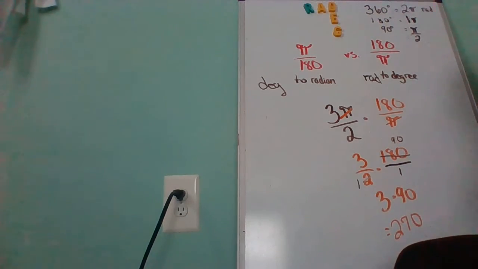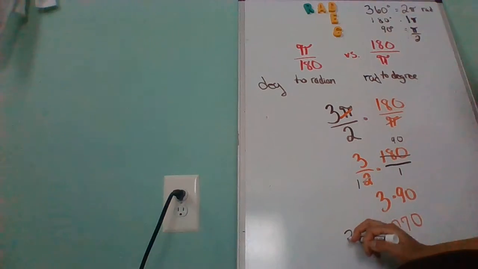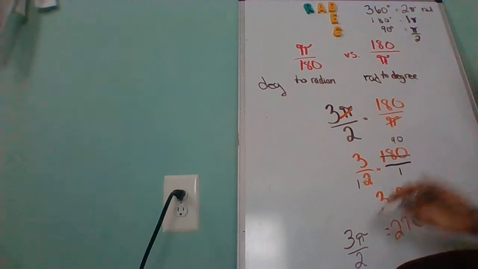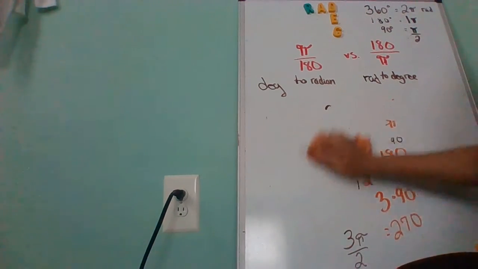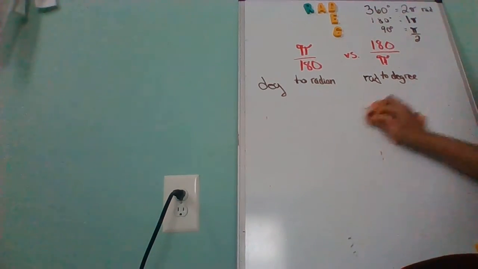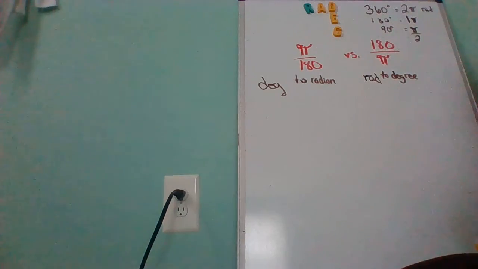Okay, so the moral of the story is, it's not that bad of a story. 3 pi over 2 is the same thing as 270 degrees. There are a bunch of examples at the bottom of the learn it section that go through the same thing.